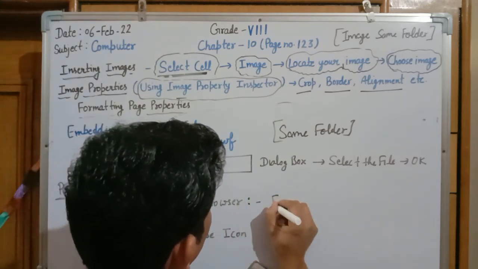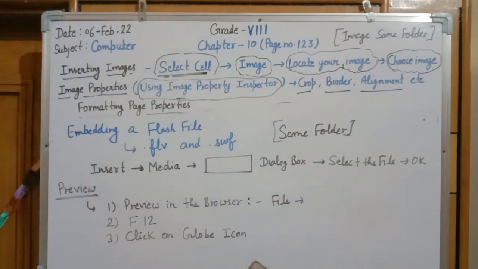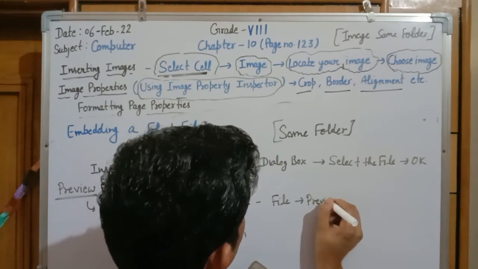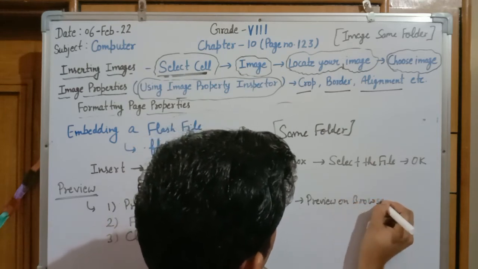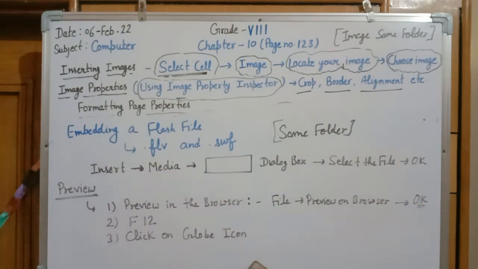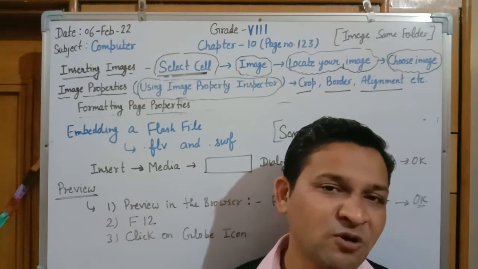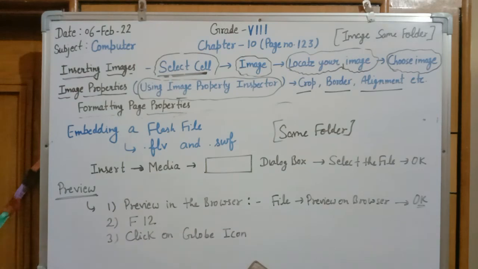As per the first option, preview in the browser, these steps will be followed. Click on the file menu. In file menu, you will bring your cursor on the option preview in browser, and you will press OK button. This specific file will appear in your browser. You can also select the browser which you want to use, either Internet Explorer, Mozilla Firefox, or any browser.